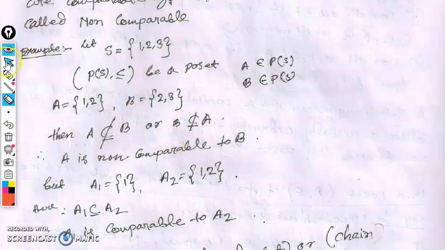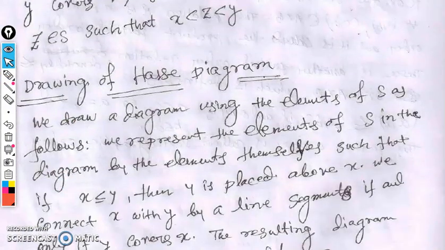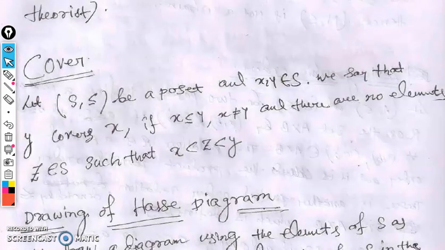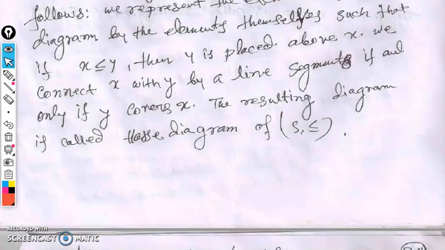Next, we move to this one. So I think it's clear for you. What is the meaning of cover? There is no element Z belonging to S such that X is a subset of Z is a subset of Y. Now we move to the diagrammatic representation of the Hasse diagram.